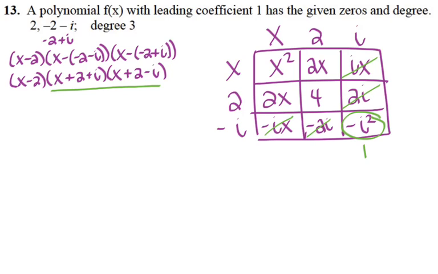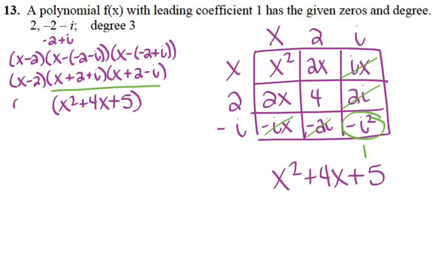1. And then I can combine my like terms. So now my polynomial is x squared plus 4x plus 5, because I have the 4 and the 1. And then that x squared plus 4x plus 5 was just coming from multiplying my complex zeros together. So I can write that. And I still need to multiply that by x minus 2.